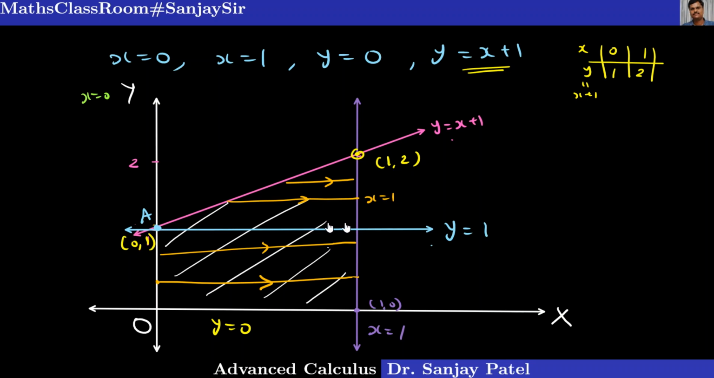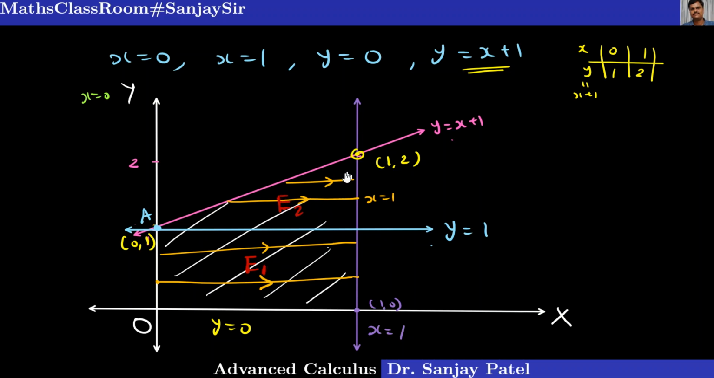Find out the equation of this line, and from this line we are dividing the region into two parts. One is E1 and the other is E2. So I will call one of the regions E1. Let us call this region E1 and this region E2.